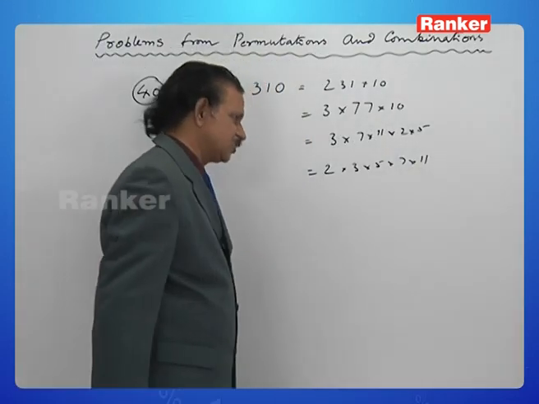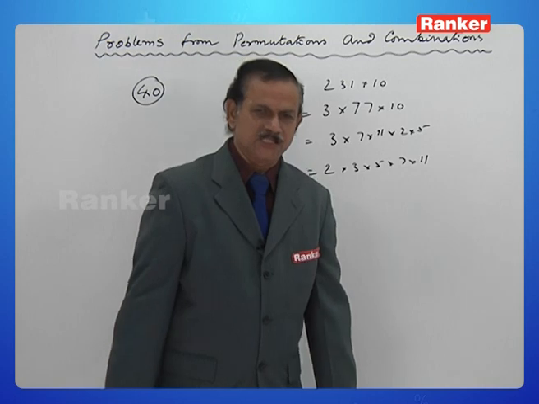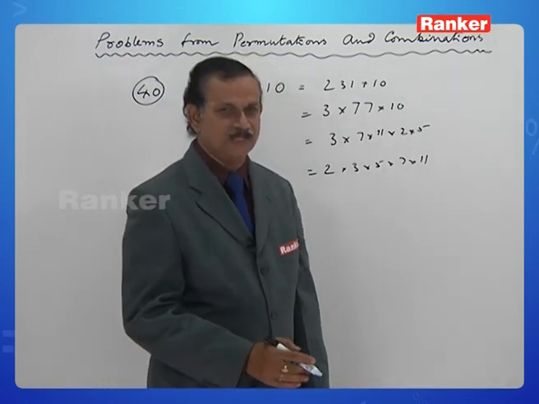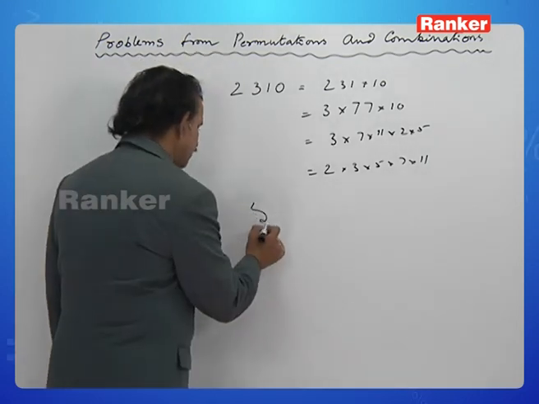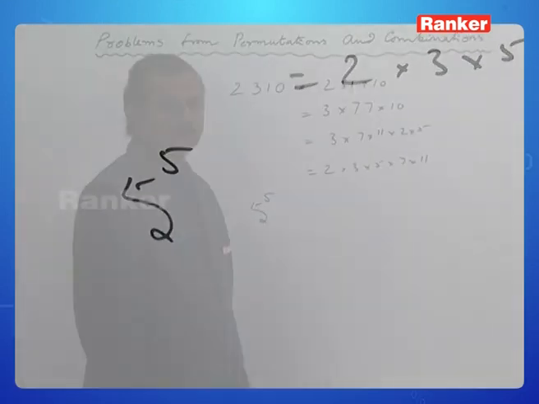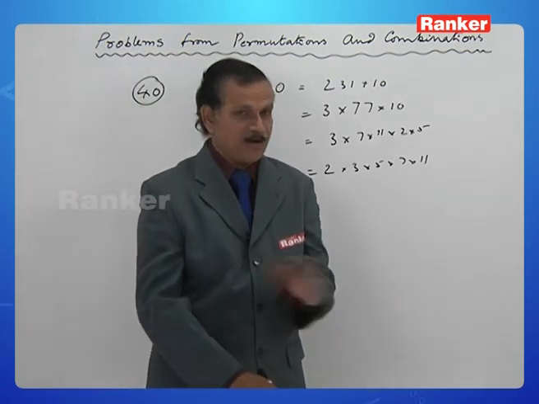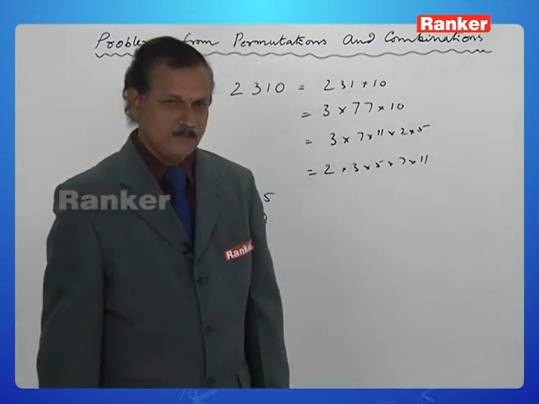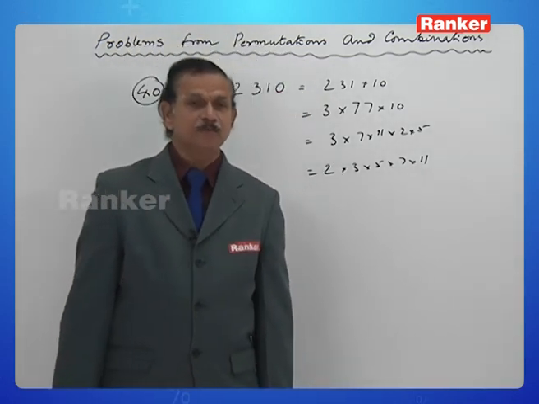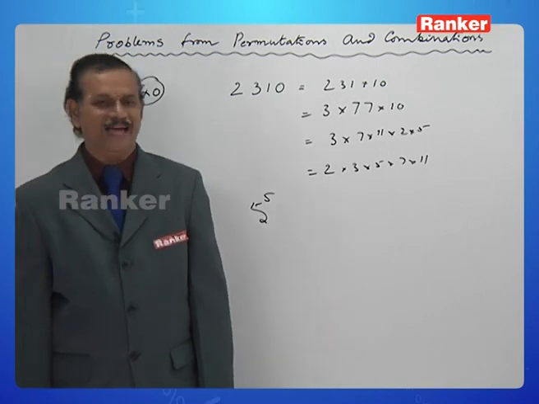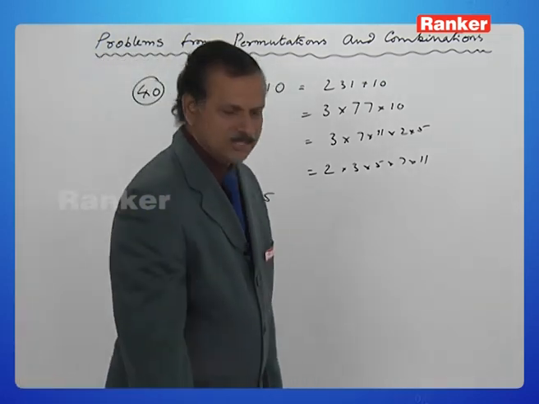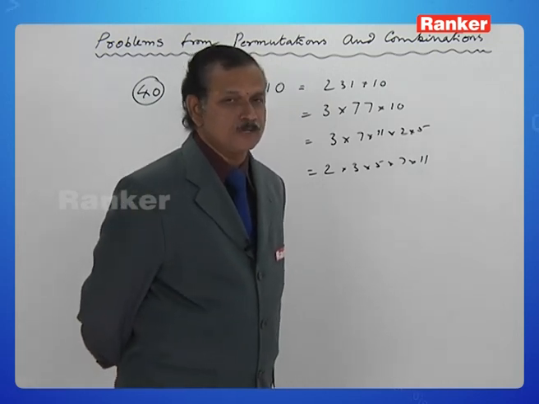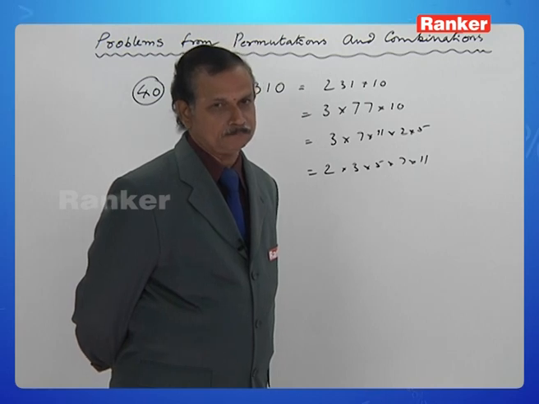How many prime factors are there? 5 prime factors are there. These five can be placed in 5 places in how many ways? 5 to the power of 5 ways, provided you take all of them positive. Besides that, there might be two more cases also. What are the cases? 3 of them might be positive and 2 of them might be negative.